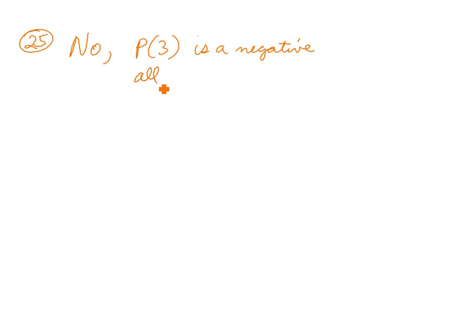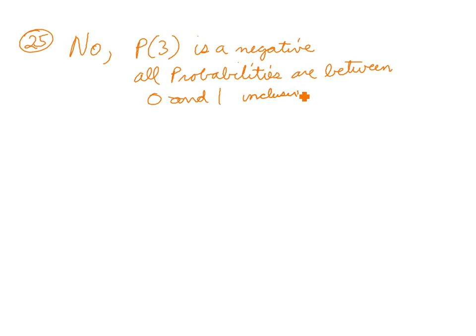And all probabilities are between 0 and 1 inclusive. So in other words, it can be 0, it can be 1, and it can be anything in between, but it can't be anything more or anything less. Number 26.